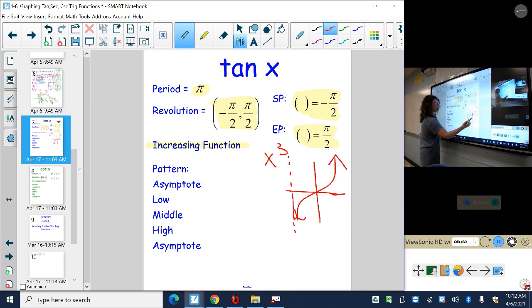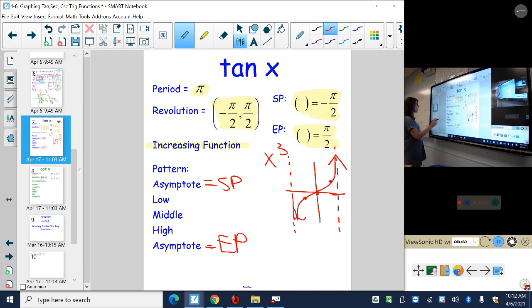But we're going to have a starting point, and our ending point are always going to be asymptotes. This is your starting point. This is your ending point. And then you're going to have a low, middle, high. You can't have a max, level, min. You're going to have a low, middle, high. It's still the same process. The low point's here, the middle is here, and then the high is right here. That is your tangent graph.